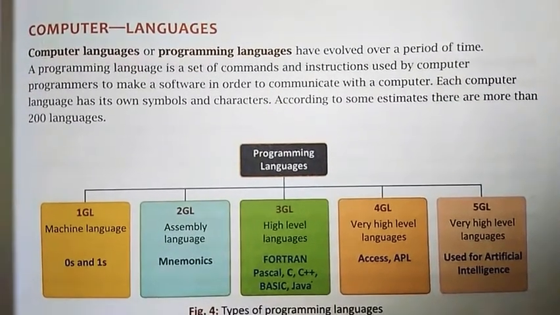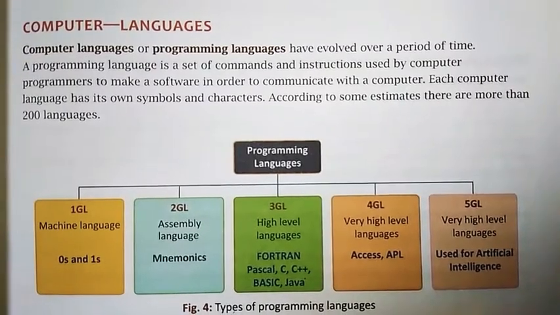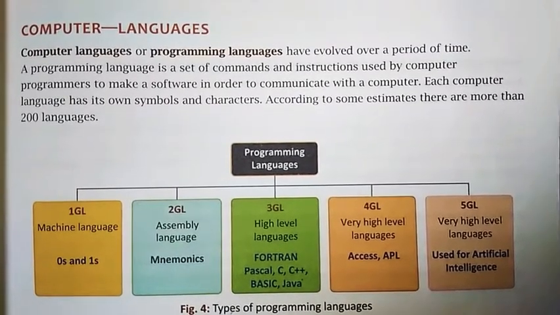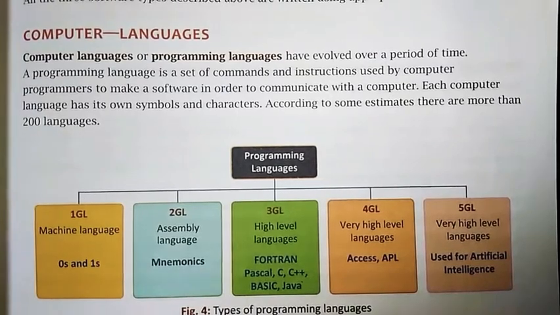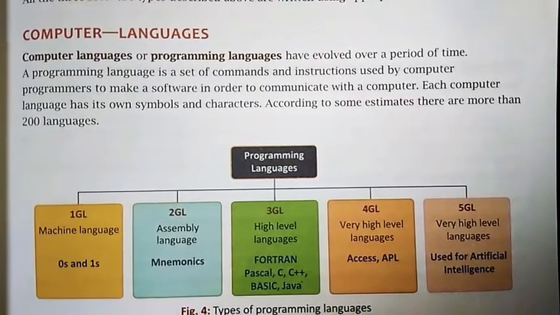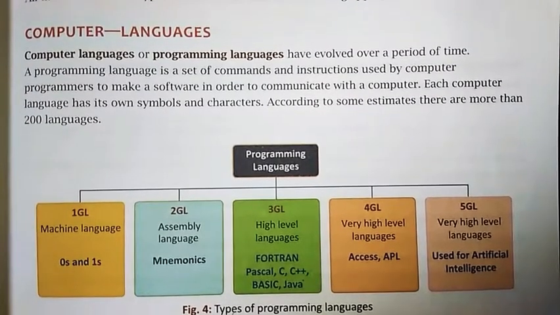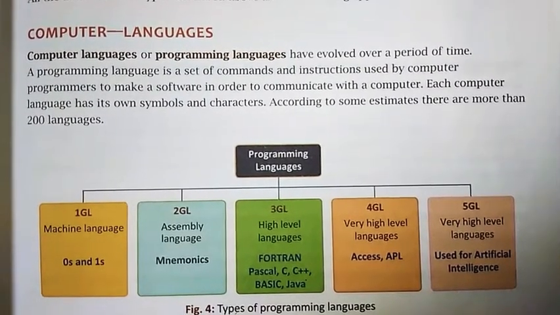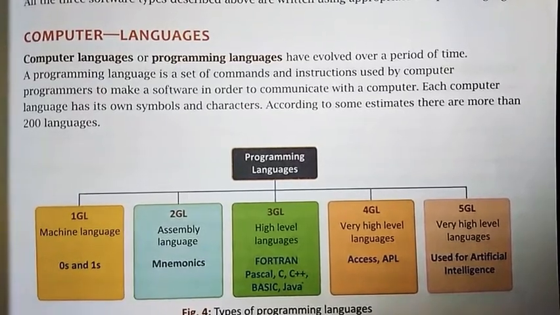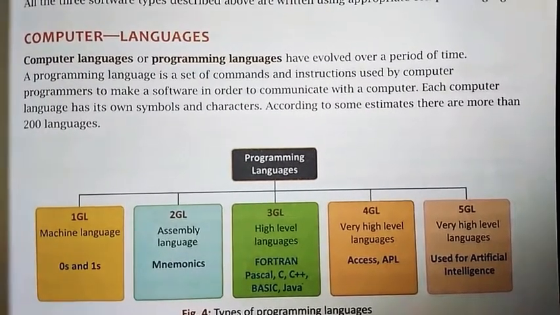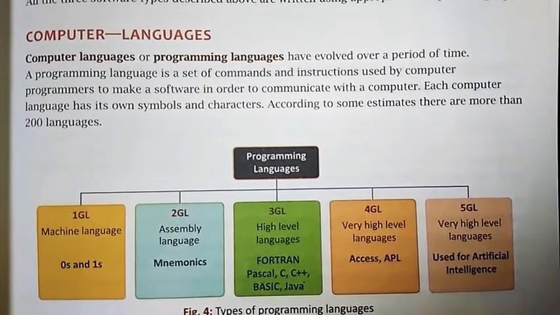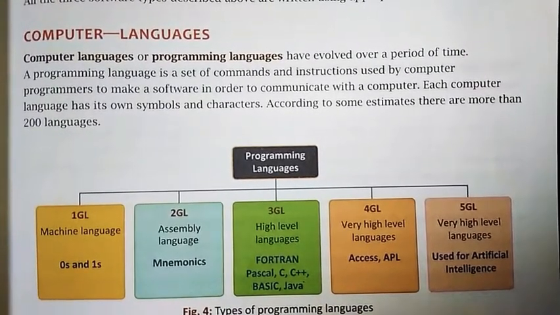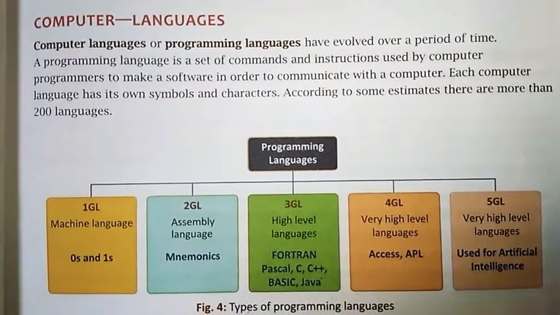Now programming languages are divided into different types mentioned here. First is 1GL, first generation language, machine language, 0s and 1s. Next one is 2GL, second generation language. In this, assembly languages were used, called mnemonics. And next one is 3GL, high level languages. Examples are Fortran, Pascal, C, C++, Basic, Java. These are examples of 3GL languages, third generation languages.